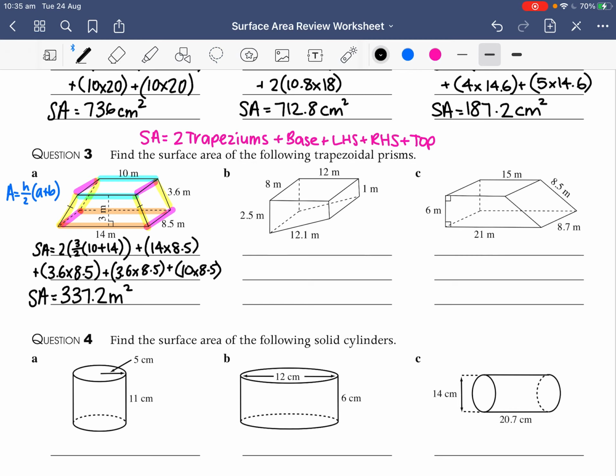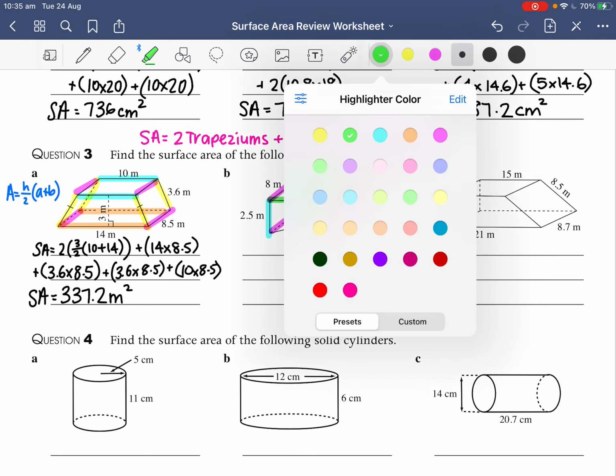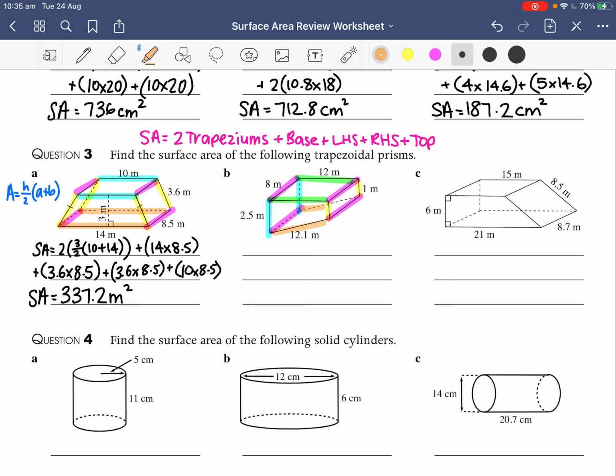For our next one here, I'm just going to move this across a little bit. We have a trapezium or trapezoidal prism again, so we need to find our area of our trapeziums. And I'm going to highlight again. So we have that these lengths are all 8. So the length going back from our trapezium is all 8. We have that this length here is 1. We have that this length here is 2.5. We have that these lengths here are 12. And we have that these lengths here are 12.1 meters.